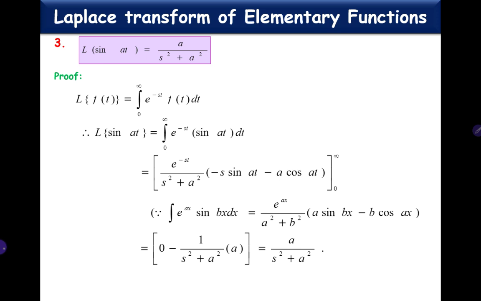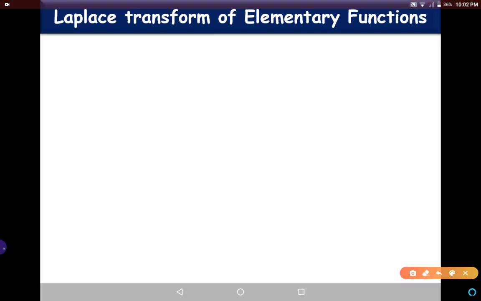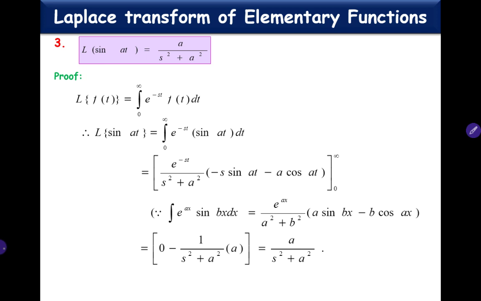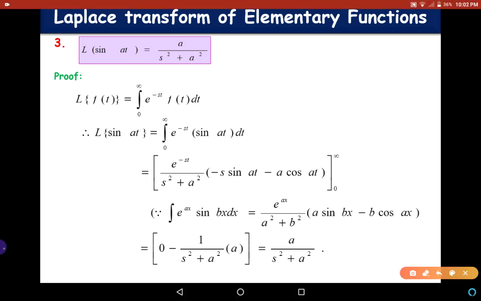I think there is a small typing mistake here. In place of minus, I should write plus here, so make a correction. Plus 1 by s square plus a square into a, that is a by s square plus a square. Therefore, the Laplace transform of sine at is given by a by s square plus a square.